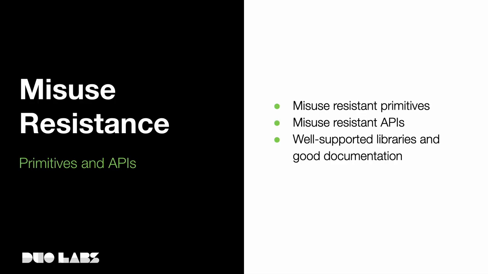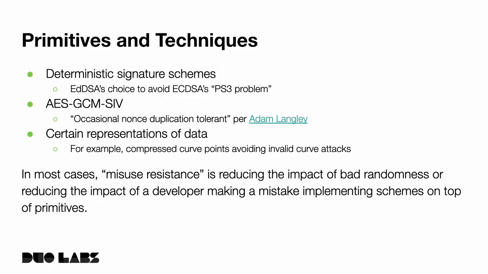So I want to talk a little bit about misuse resistance. This is a bit of a detour. And really, what I'm hoping that you walk away with is that if you are designing these protocols where you have to have developers do some tasks, try to choose primitives that are hard to misuse.